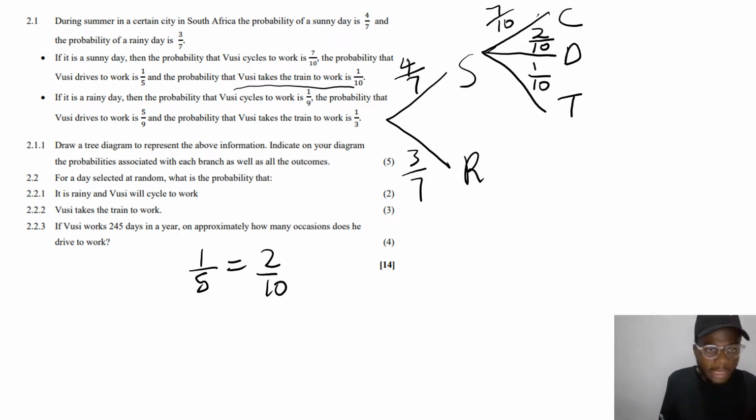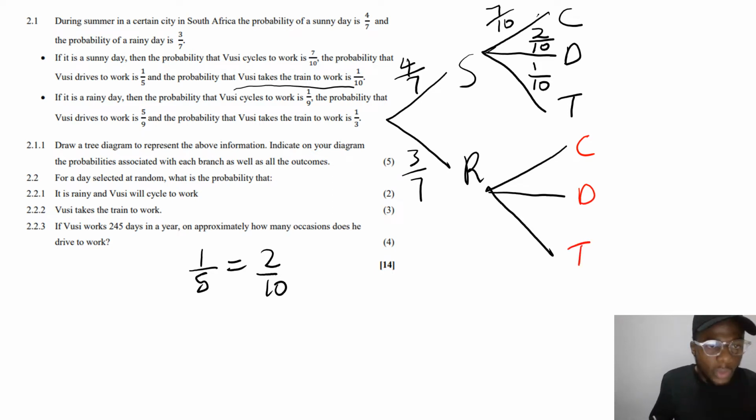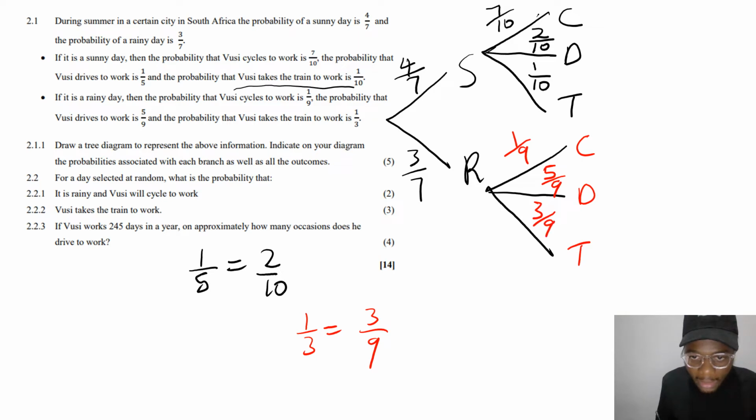Then let's go to a rainy day. Also here we're going to have three branches: the first one is when he cycles to work, then when he drives to work, then when he uses a train. The probability that Vusi cycles to work when it is a rainy day is 1/9. Then the probability that Vusi drives to work on a rainy day is 5/9. And the last one you can see what it is going to be: Vusi takes the train. The probability that Vusi takes a train on a rainy day is 1/3. You have to write it with a denominator of 9, so it will be 3/9.